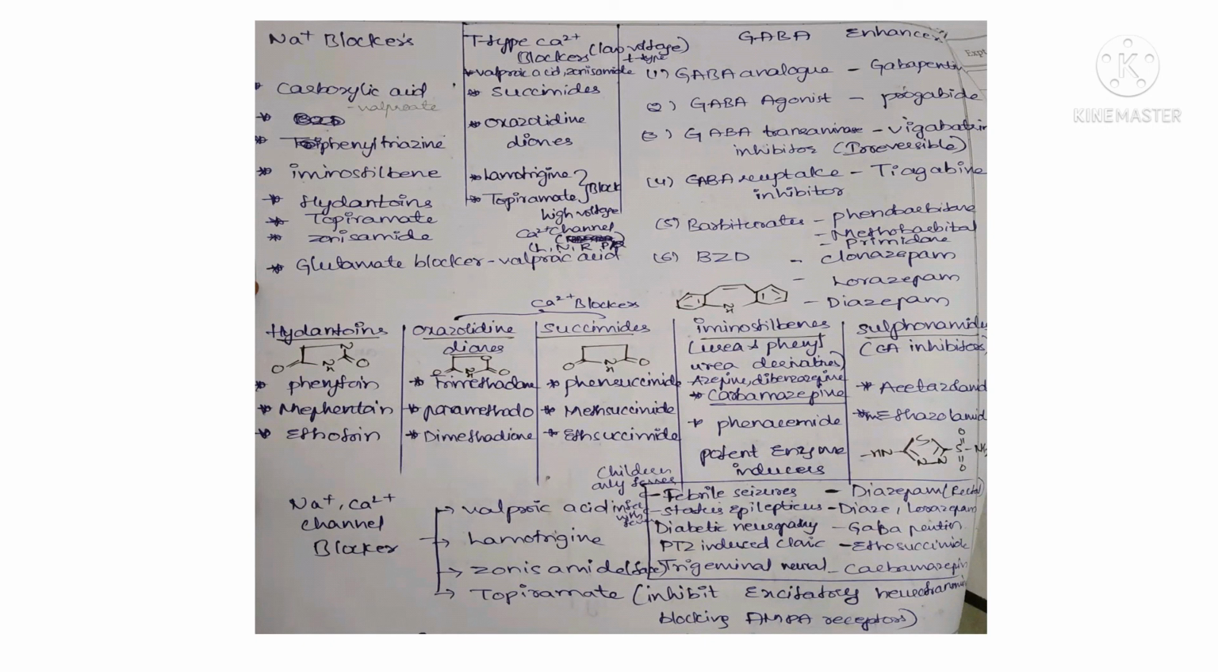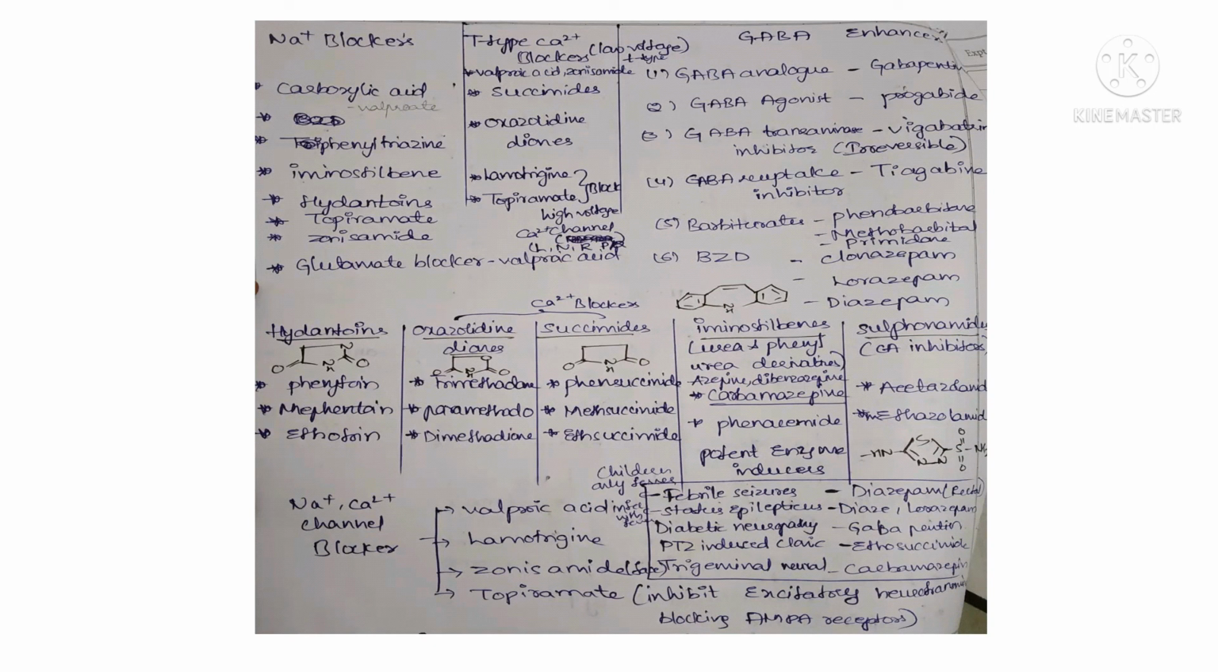So initially we have seen after reuptake into the synaptic nerve terminal, the GABA is metabolized by GABA transaminase enzyme. So we are inhibiting that enzyme. The drug is vigabatrin, and GABA reuptake inhibitor, which is tiagabine, and then barbiturates: phenobarbital, methobarbital, and primidone.